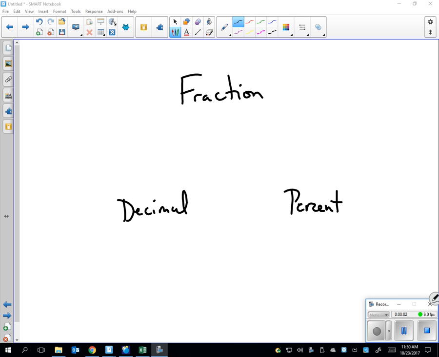Up to this point in this unit, we've been looking at the connections between these three things. We started off by talking about a fraction into a decimal. Without looking at your notes, who can tell me how to do that? Fraction into a decimal. Jory. Divide the numerator by denominator. Perfect. Just take the numerator and divide by the denominator.